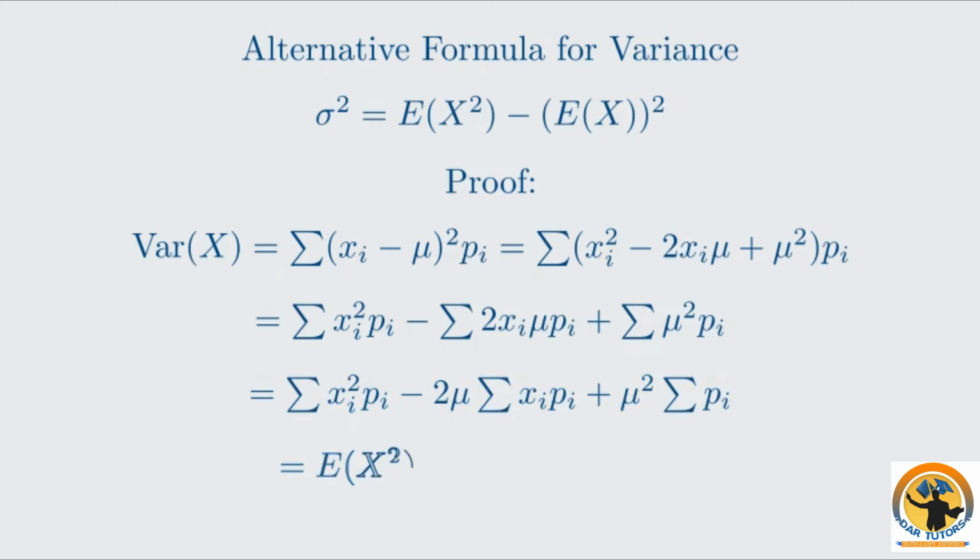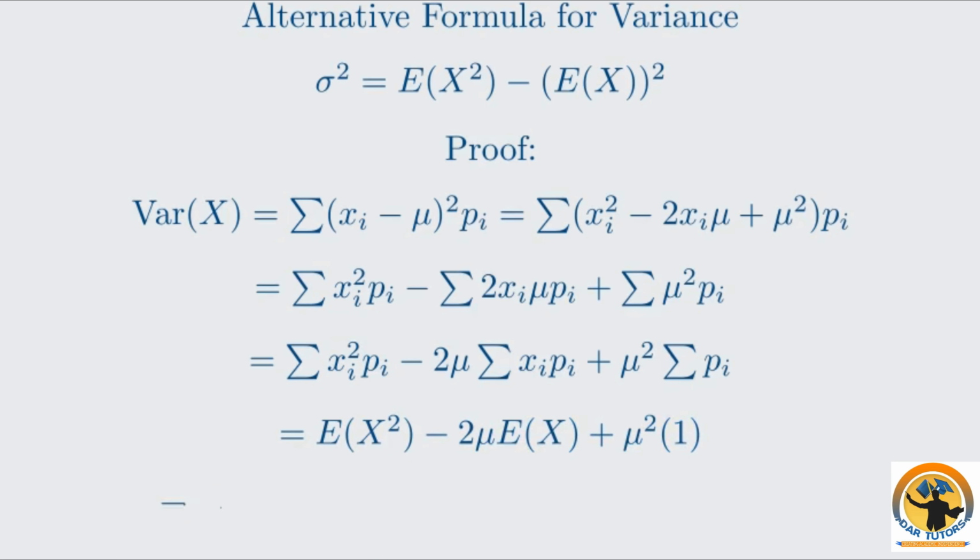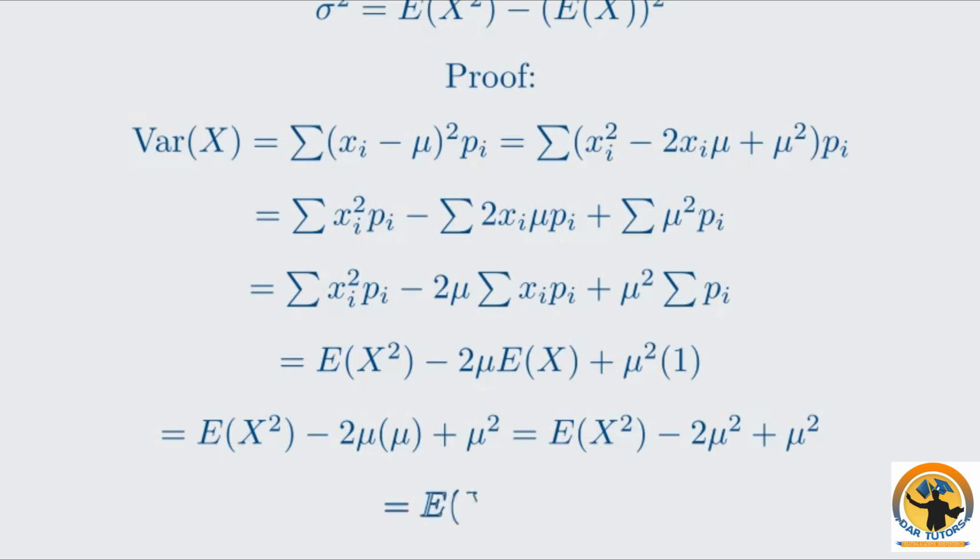The second sum is minus 2 mu times the sum of x p, which is just E of x, or mu, so that's minus 2 mu squared. The third sum is mu squared times the sum of p, which is just mu squared, since the sum of probabilities is 1. Combining these terms, we get E of x squared minus 2 mu squared plus mu squared, which simplifies to E of x squared minus mu squared, proving our formula.